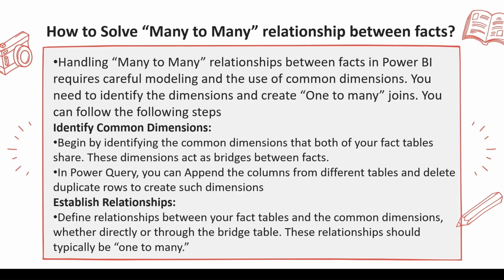You need to identify the dimensions and create one-to-many joins. You need to identify what are the common dimensions. Usually you will be able to find a date dimension because date should be there in both the tables. Then common dimensions like material or item, geography, these kinds of dimensions you should also be able to figure out easily. So what is the process?